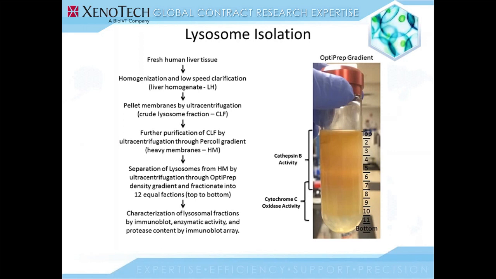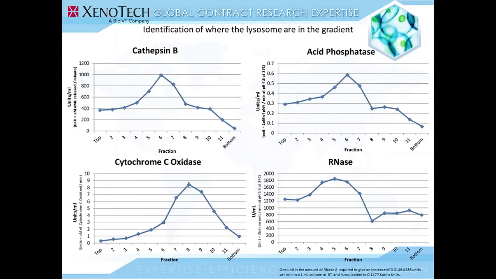And within those fractions, we then characterize specific lysosomal and mitochondrial enzymes for their activity to identify where in the gradient the lysosomes have banded to. And this is just a representative set of data from one isolation.